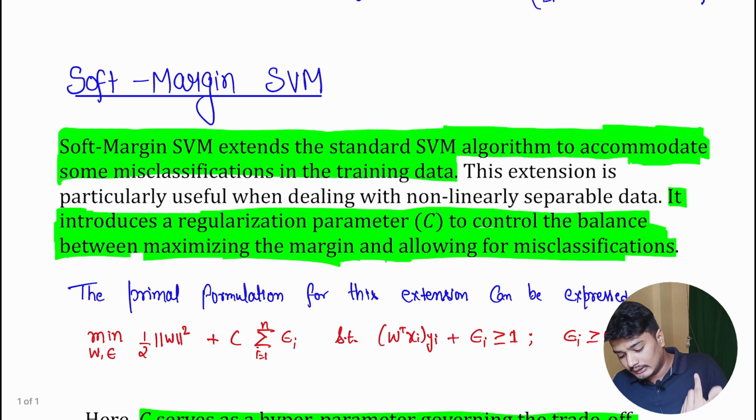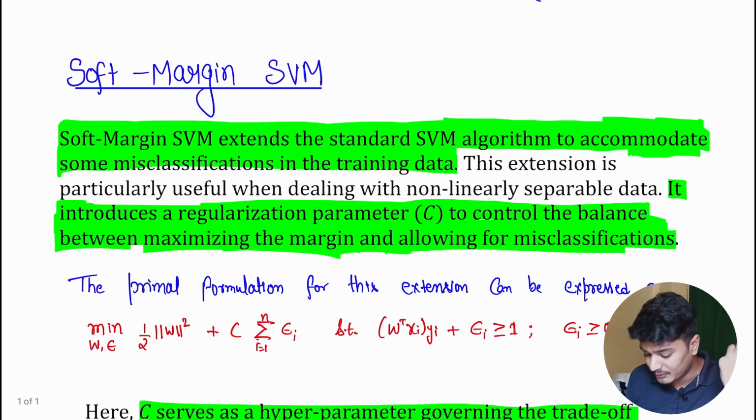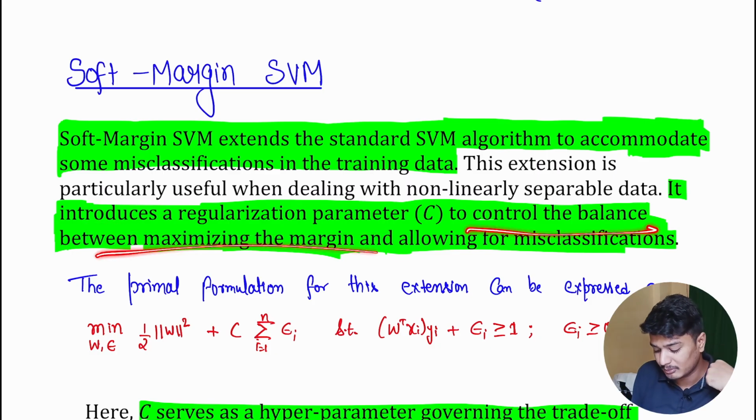There is soft margin SVM also, which is used to accommodate some misclassification in the training data set. So it basically extends the standard SVM algorithm to accommodate misclassification in the training data set. This extension is particularly useful when dealing with non-linearly separable data sets, because the misclassification will be there, and to tackle that, we can use the soft margin algorithm. It introduces a regularization parameter to control the balance between maximizing the margin and allowing for misclassification.